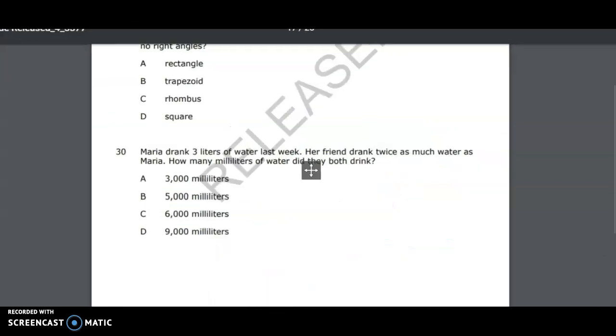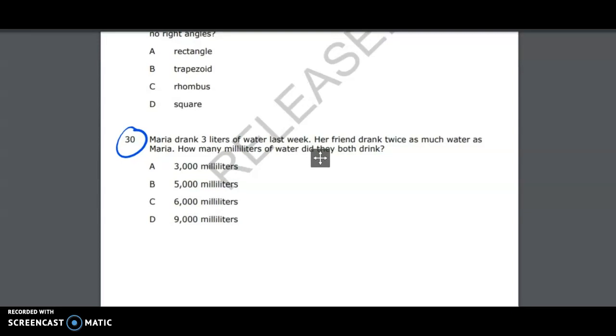Okay, so we're now on problem number 30. Maria drank 3 liters of water last week. Her friend drank twice as much water as Maria. How many milliliters of water did they both drink? Okay, so we're going to go back and do our cubes on that one. Key numbers. Maria drank 3 liters. Her friend drank twice as much water. Our question, how many milliliters of water did they both drink?